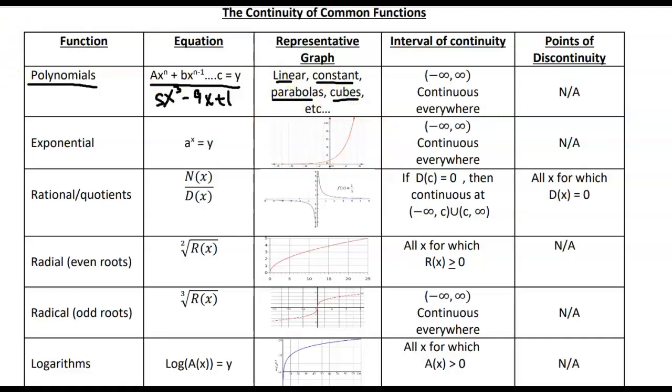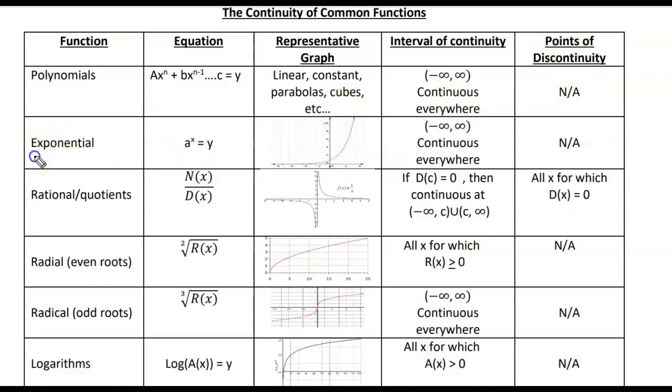Now, polynomial functions, when you graph them, are always continuous. They never have any holes, gaps, or jumps in them. They wiggle all over the place, but they don't ever have any gaps or jumps. So the interval where they're continuous is from negative infinity to positive infinity. Another way you could say that is they're continuous everywhere, and there are no points of discontinuity.